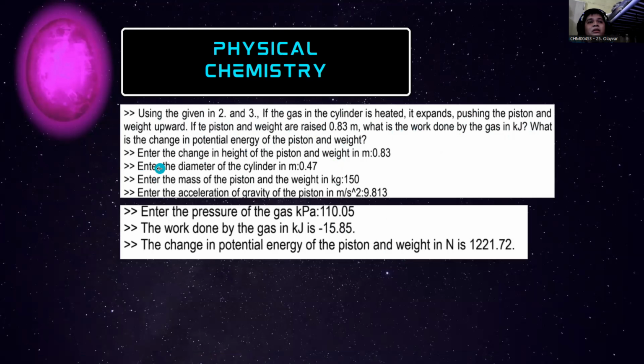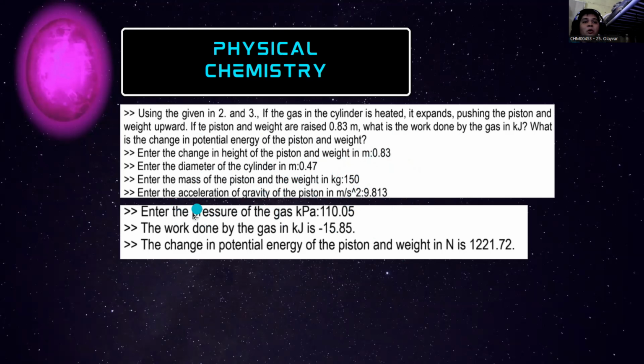And now we will input the necessary data in order to get the results, which is the height of the piston and weight, 0.83 meters, and the diameter of the same cylinder, which is 0.47 meters, the mass of the piston and weight, which is 150 kilograms, and the acceleration of gravity, which is 9.813 meters per second squared. And after that, the pressure of the gas, which is 110.05 kilopascal, which we got in the previous problem.